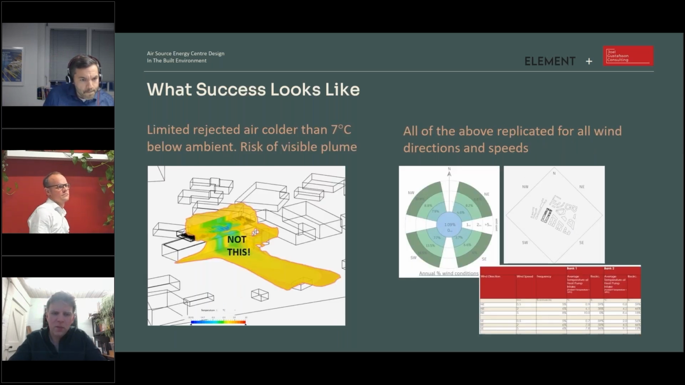And then finally, something where we're noticing a large volume of air which is lower than 7 degrees below ambient, which is of course a risk of physical plumes, which is what Joel has touched on when it comes to the formation of essentially clouds, or we'll probably call that fog at low level, but yeah, it's a complete undesirable.